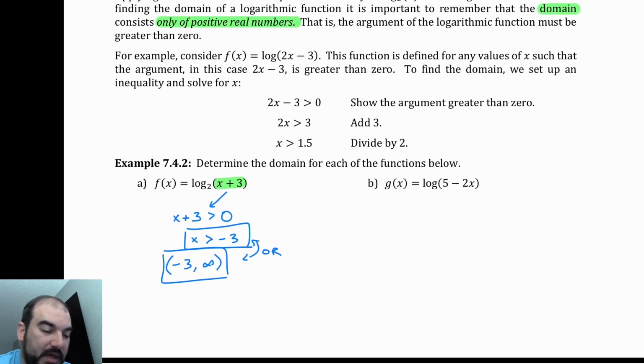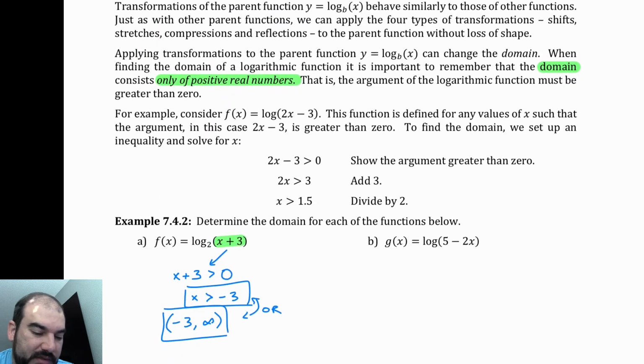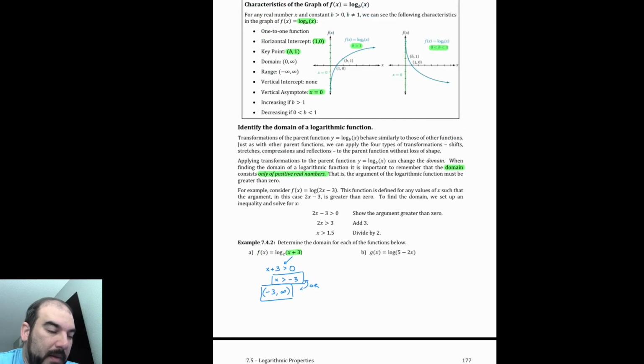Okay, so that finishes graphing logarithms. Are there any questions on the graphs or the domain? Yeah. Will it always be set greater than 0?